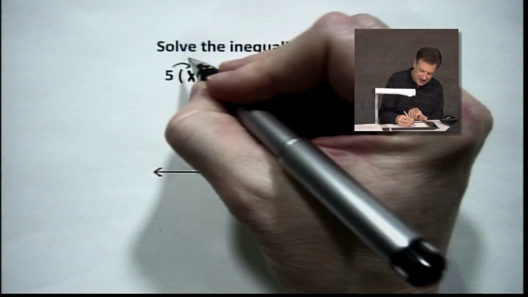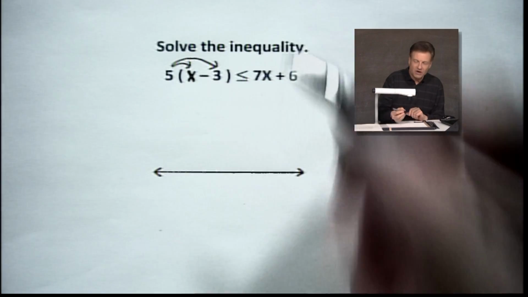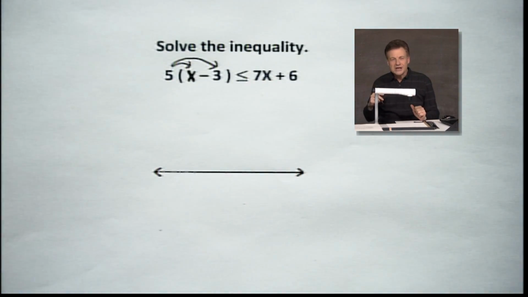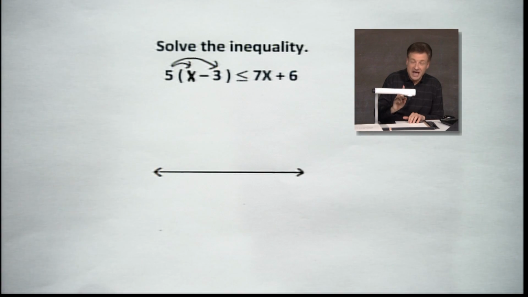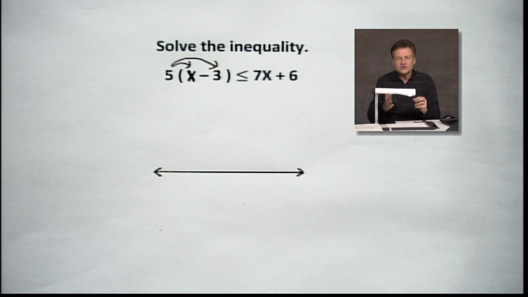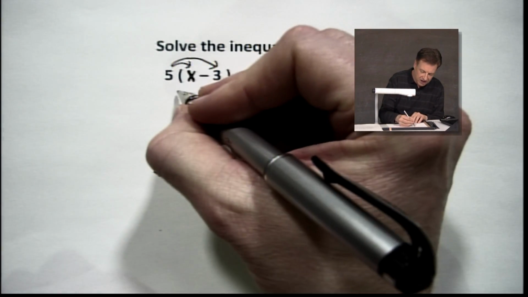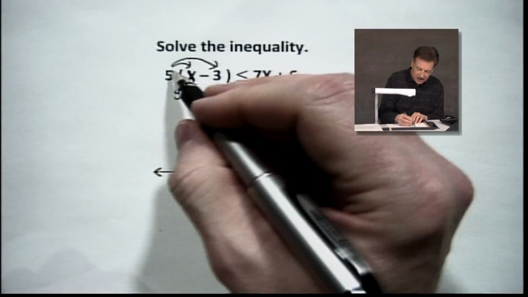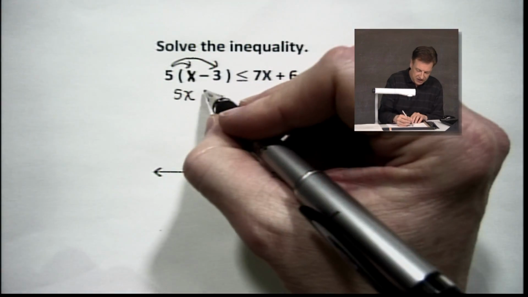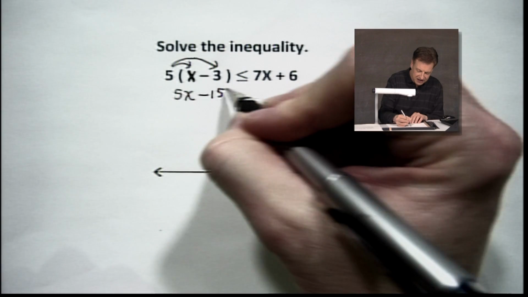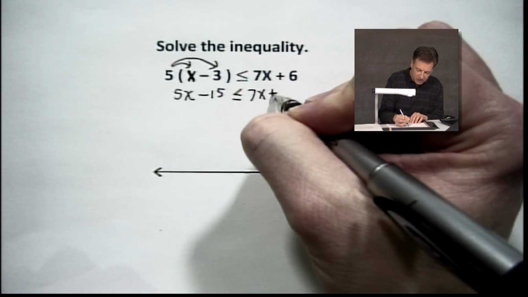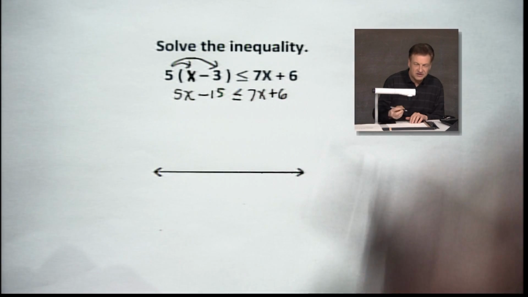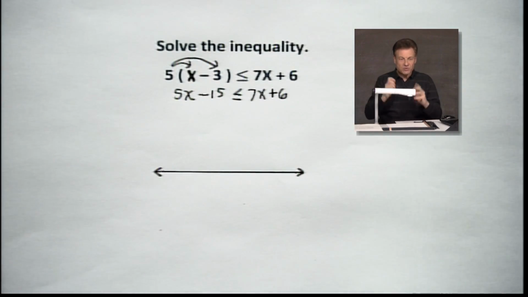We're going to take the 5 times the x, and while we're at it, that 5 times the minus 3. It transforms, if you will. We now have 5x, then we multiply the 5 times the minus 3, which is minus 15. Keep that less than or equal to right there humming, and we've got plus 6. Right there we have it. So that's what happens first.